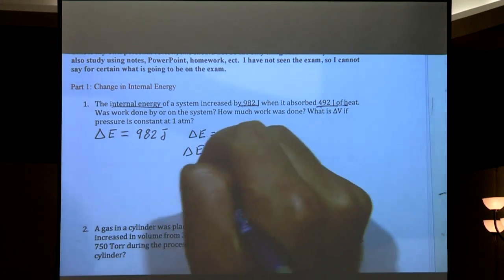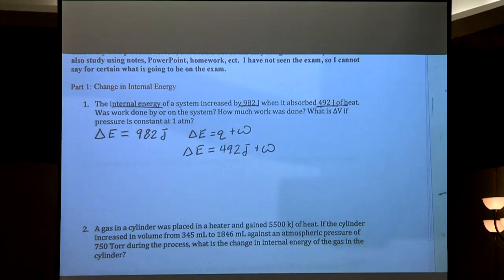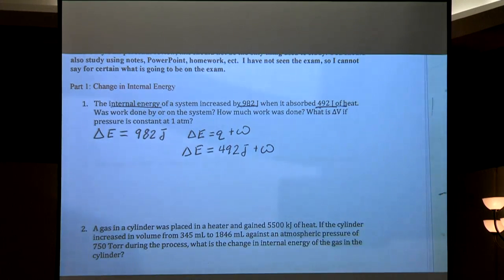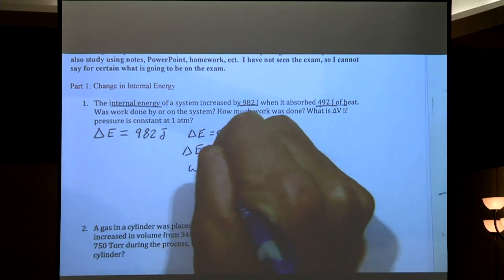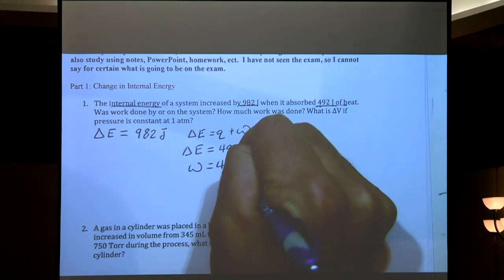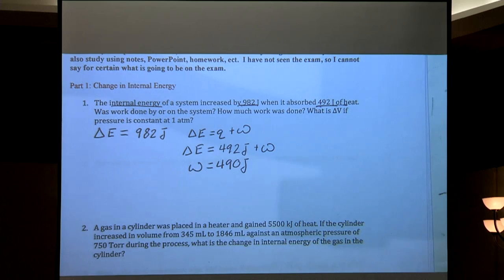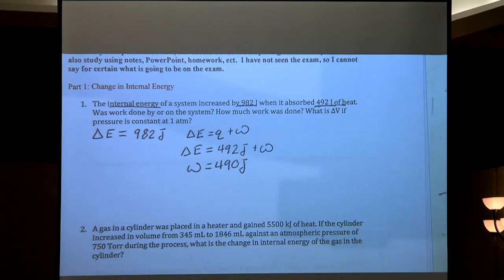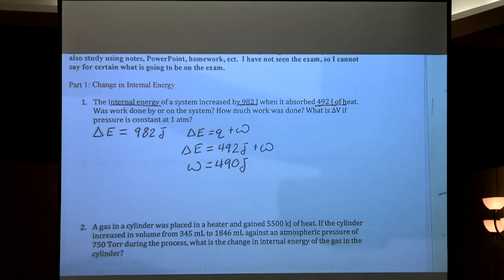Well, delta E is 982, so 982 minus 492, we find our work to be 490 joules. Okay? So then, was work done on or done by the system? Okay, so was work done on the system? Yeah, it's a positive. So we did work to it, we're adding energy to it. It's not done by it because that would be a negative. So work is 490 joules.